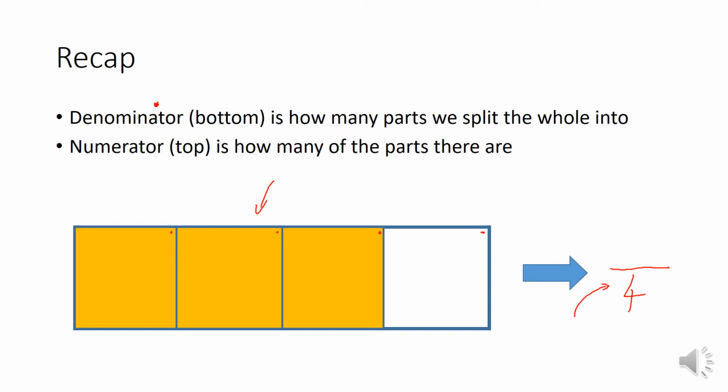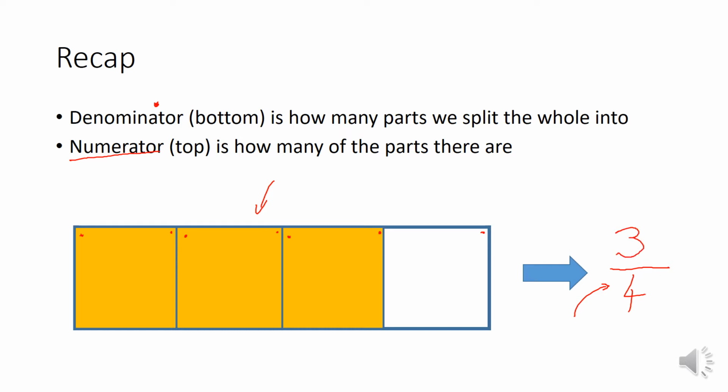Now, the numerator of the fraction, the top of the fraction, is how many of the parts there are. In this case, it's shaded. So how many shaded parts have we got? We've got 1, 2, 3, and then 1 not shaded. So we've got 3 parts that are shaded. So the shaded fraction of the shape is 3/4 of that shape.